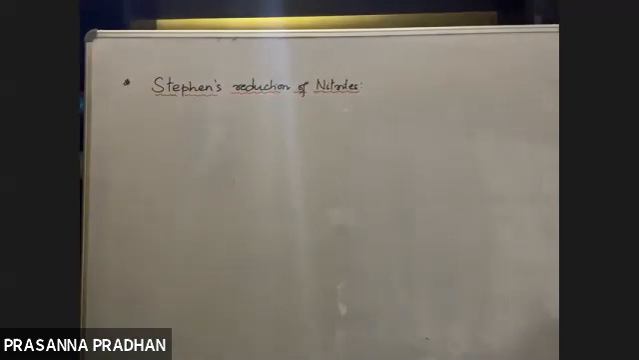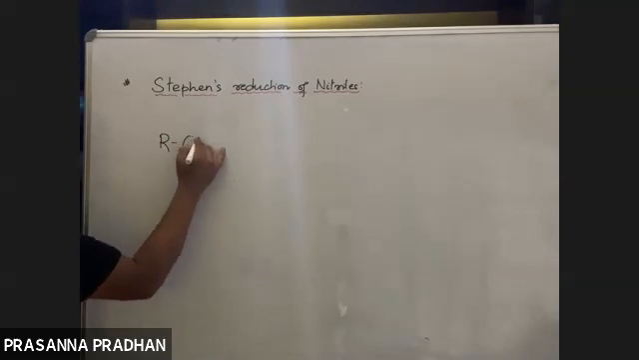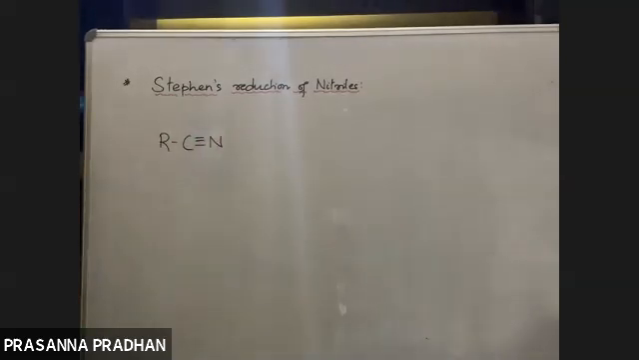Stephen's reduction of nitrile. What is a nitrile, by the way? What is the functional group in a nitrile? The functional group in a nitrile is the CN group, and carbon and nitrogen are connected by a triple bond. This class of compounds is known as nitriles. Nitriles can be produced from alkyl halides. I'll discuss that later.